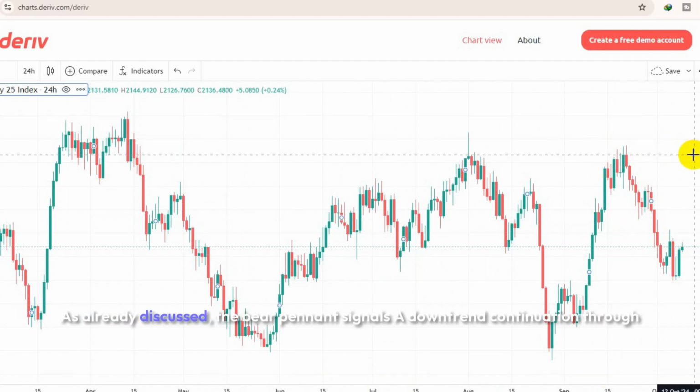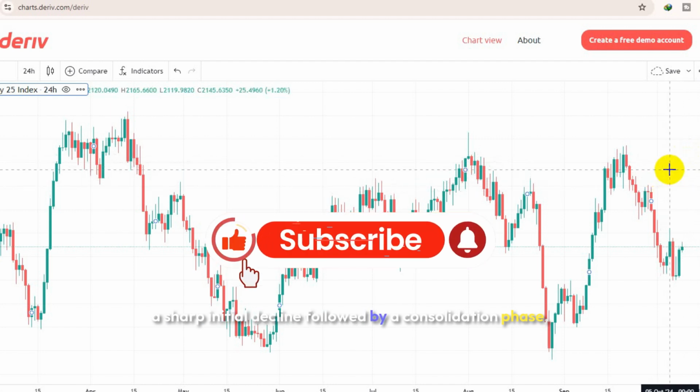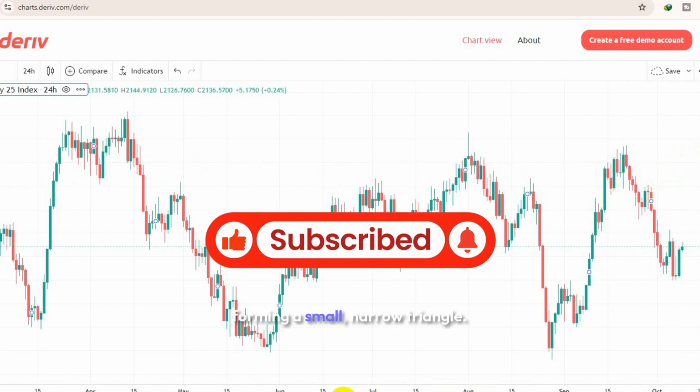As already discussed, the bear pennant signals a downtrend continuation through a sharp initial decline followed by a consolidation phase, forming a small, narrow triangle.